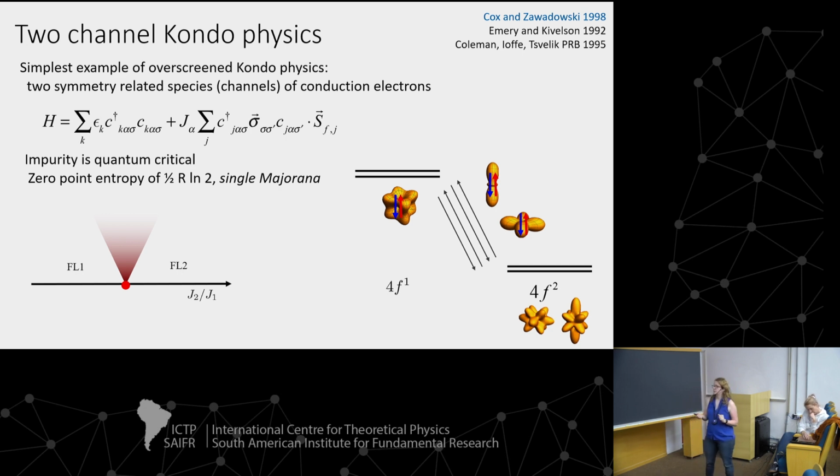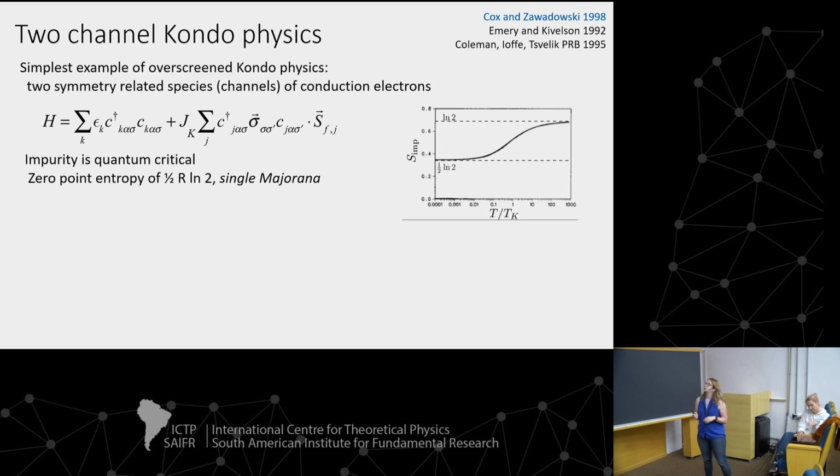This is a sketch. You get a Fermi liquid in channel 1 or in the other channel if your J's are not equal. But in between is the really interesting place. The vertical axis here, which is not shown, is temperature. What's really interesting is that you have a single Majorana left at your impurity in the ground state, so you have a ground state entropy of 1/2 R log 2. Here is a numerical calculation of what the entropy looks like. You have log 2 at high temperatures and 1/2 log 2 at low temperatures.